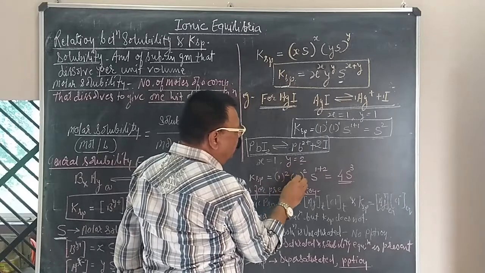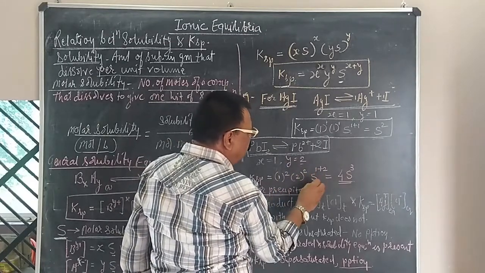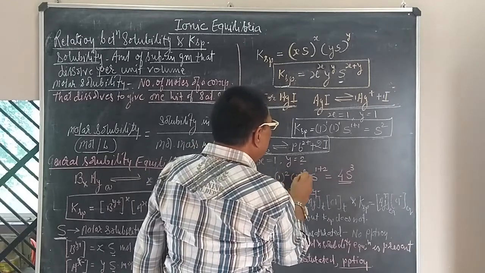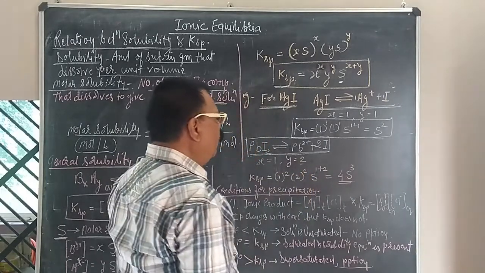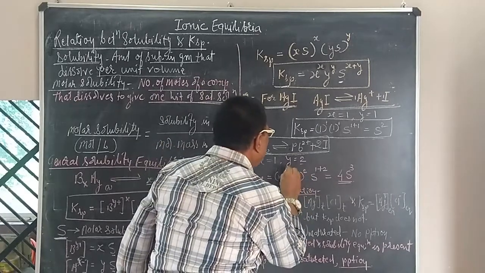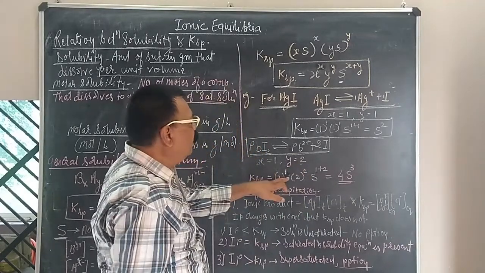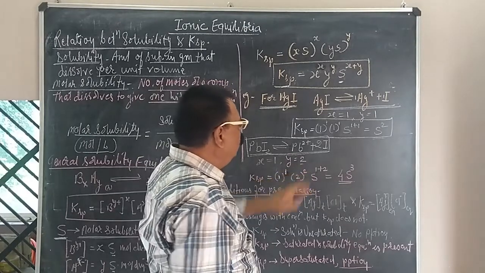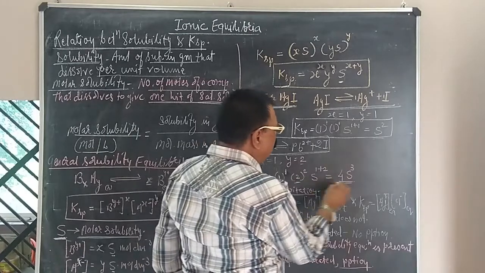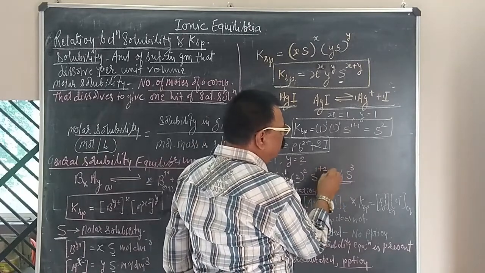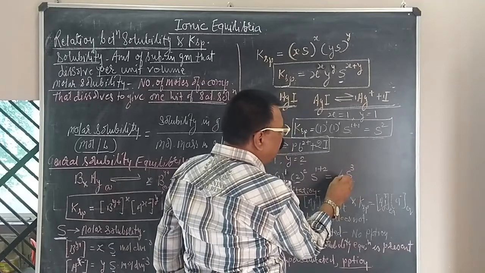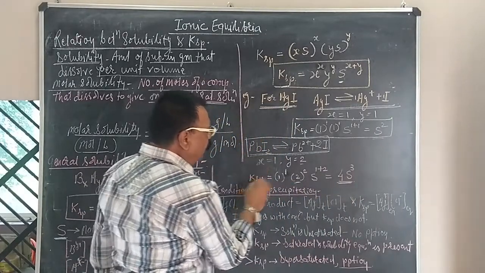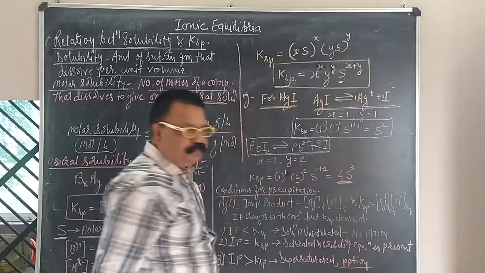2 into 2 raised to the power 2 into s raised to the power 1 plus 2 होगा कि नहीं. Here it is 1 raised to the power 1. x की वैल्यू कितनी है 1. So 1 raised to the power 1 and 2 raised to the power 2, and therefore 2 raised to the power 2 का मतलब 4 और s raised to the power 1 plus 2 का मतलब 3. So the value that comes here is 4s cube. So whatever the solubility product for this, that equals 4s cube.